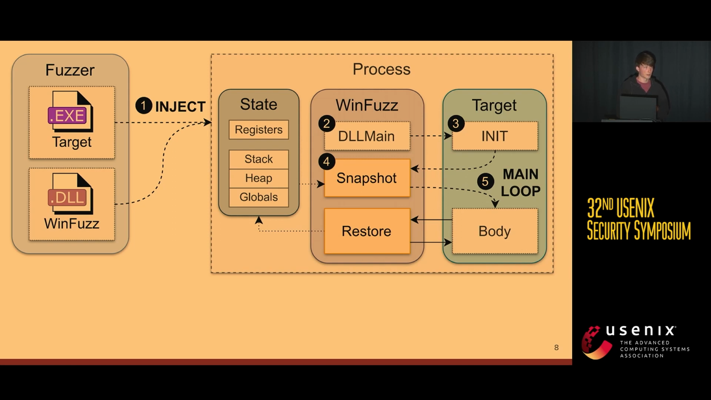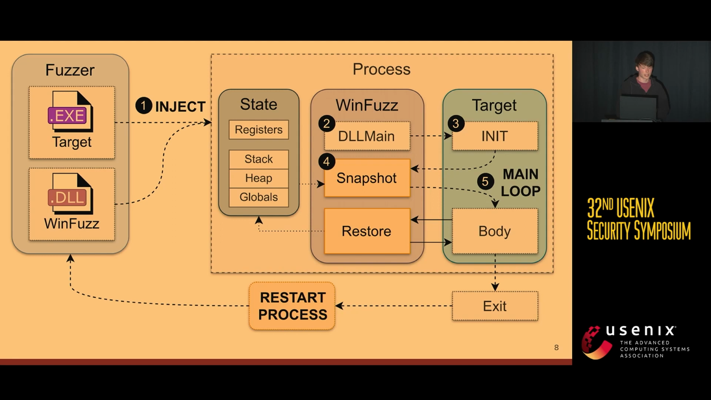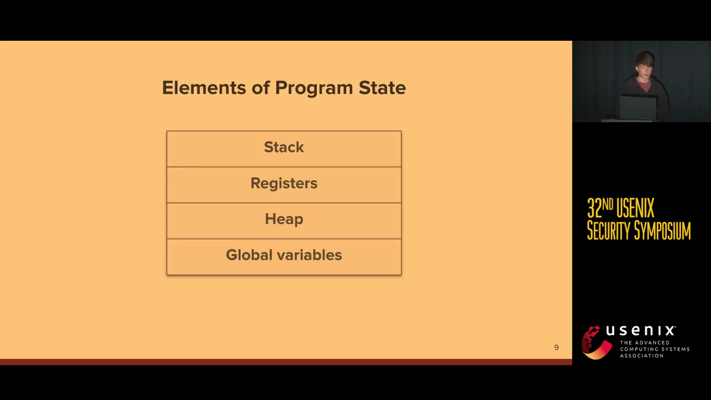After some large number of iterations, we exit the process completely and start this diagram all over again. This is basically a catch-all for any random elements of state we may have missed with our target-embedded snapshotting system. Persistent mode also does this, but the overhead is negligible if we do it once every several million iterations or so. Now I'll talk about the elements of program state we keep track of and how we restore them: the stack, registers, heap, and global variables.